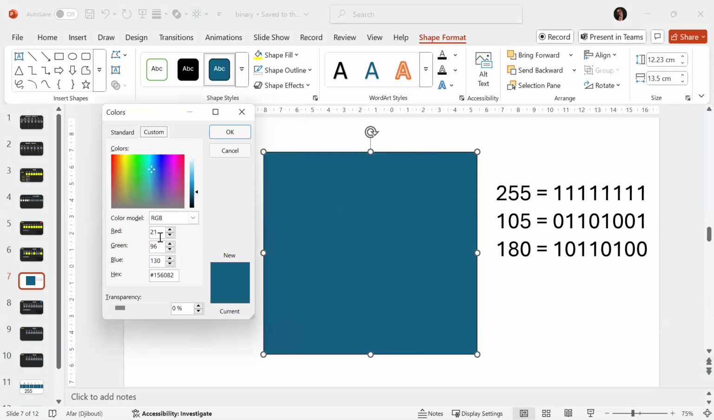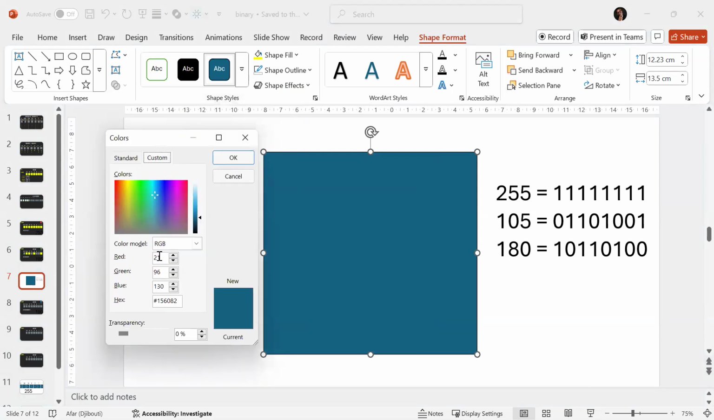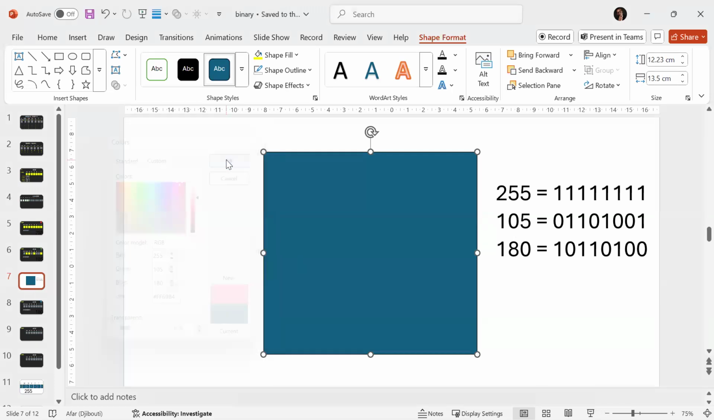So ladies and gentlemen, see what I'm going to do. This thing you are seeing here is for red. Now this is going to make sense to you. I'm going to type in 255 inside this box. I'm going to see if this gives me the pink. The second one is 105, and then the third one is 180. So let's see whether it's visible as pink. Then I'll say okay. Voila.